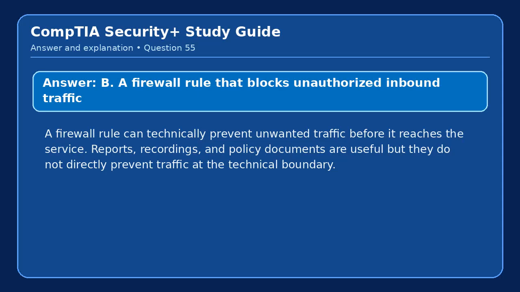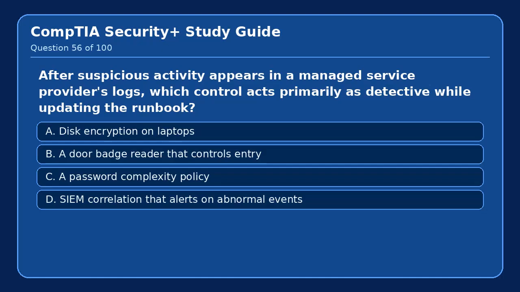Take a moment to choose your answer. The answer is A. Place the system on an isolated VLAN with strict firewall rules. A compensating control reduces risk when the preferred control cannot be implemented right away. Ignoring the issue, expanding privileges, and disabling backups increase operational and security exposure.